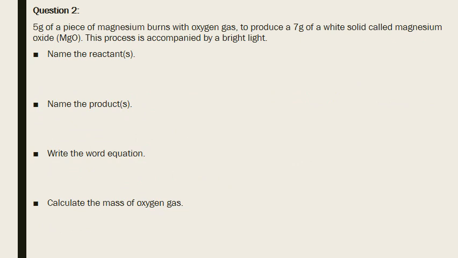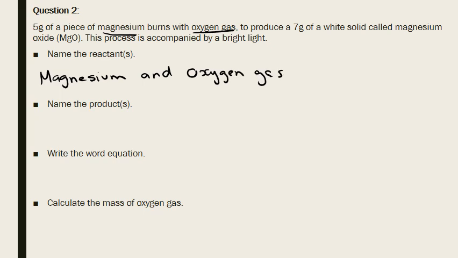Question 2 says 5 grams of magnesium burns with oxygen to produce 7 grams of white solid called magnesium oxide. This process is accompanied by a bright light. Name the reactants. So we've got magnesium burns with oxygen gas. So this is magnesium and oxygen gas. Name the products. So it gives us a white solid called magnesium oxide. So that is magnesium oxide.